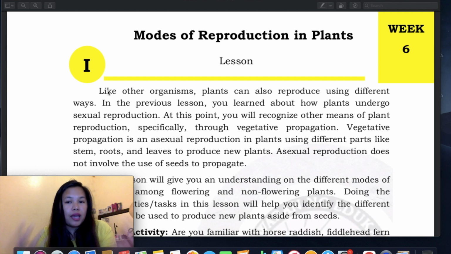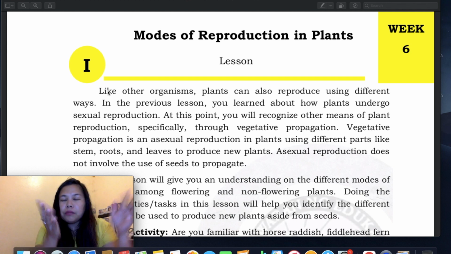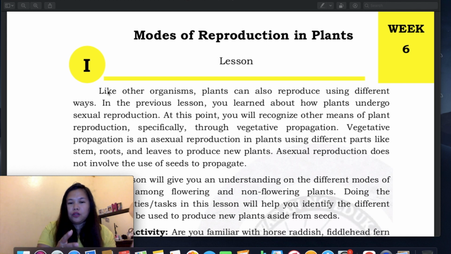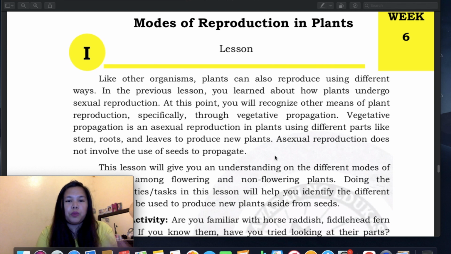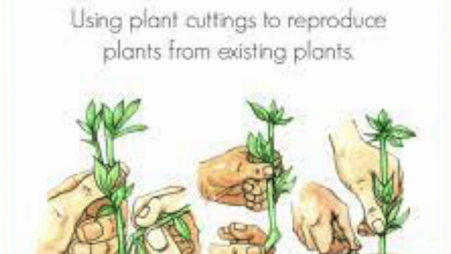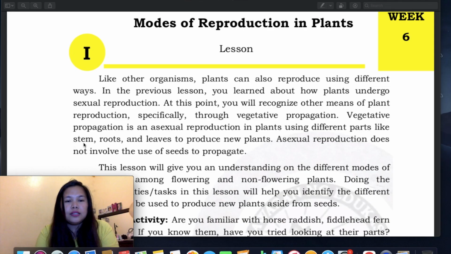There's a lot of variety niya. Kaya, 'di ba, makikita natin sa ating mga palengke na iba't iba yung price, iba't iba yung uri ng mga bigas na yon, dahil in one rice there's a lot of variety. So, dahil yan sa vegetative propagation, kung paano nila pinaparami yun, paano sila nabubuo ng ganyan. So, vegetative propagation is asexual reproduction in plants using different parts like stem, roots, and leaves to produce new plants.